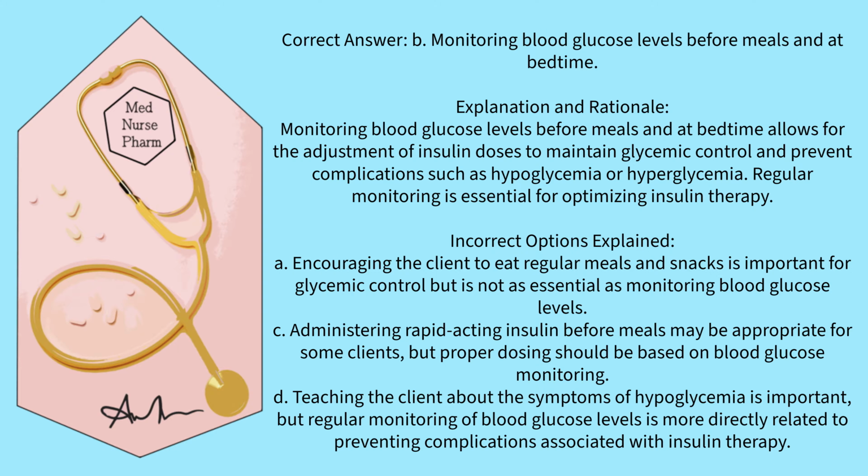If you chose option B, you are correct. Monitoring blood glucose levels before meals and at bedtime. Monitoring blood glucose levels before meals and at bedtime allows for the adjustment of insulin doses to maintain glycemic control and prevent complications such as hypoglycemia and hyperglycemia. Regular monitoring is essential for optimizing insulin therapy.